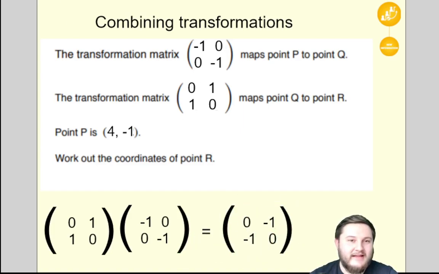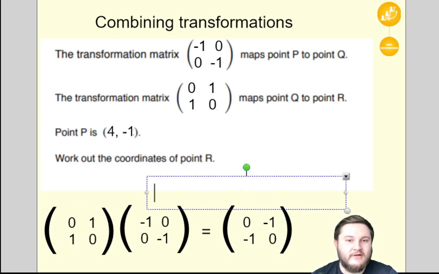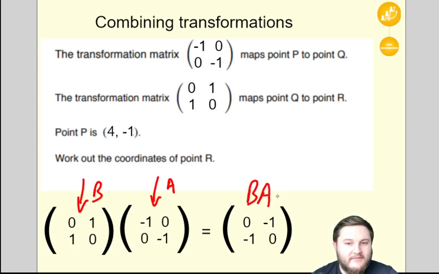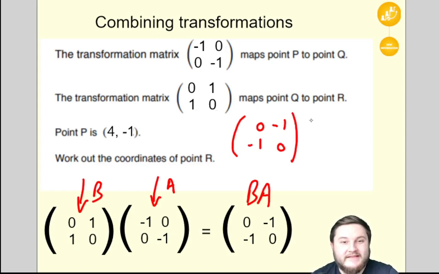Now, if you combine these matrices together, so you do the matrix transformation, this is the first one, let's call this A. This is the second one, let's call this B. And this is the combined matrix BA. So then if I want to work out the coordinates of R, I just do my combined matrix, which is the combination of these two, times my coordinate.